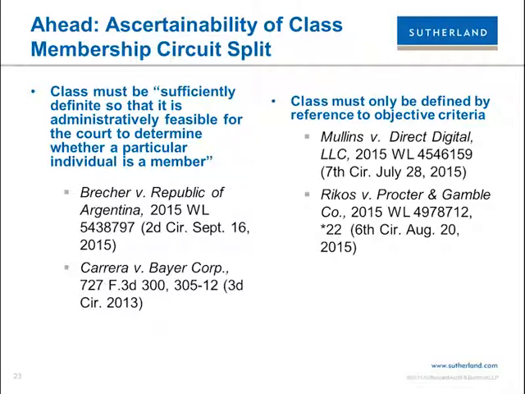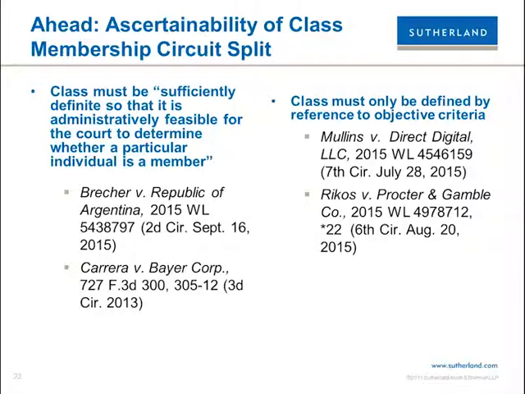So there will be further proceedings, probably in Mullins. I haven't seen yet if an en banc petition has been filed, but sooner or later, probably this term, the court will have before it a cert petition or two dealing with the ascertainability issue, and it will be a hard one for the court to ignore given how clear the split is.